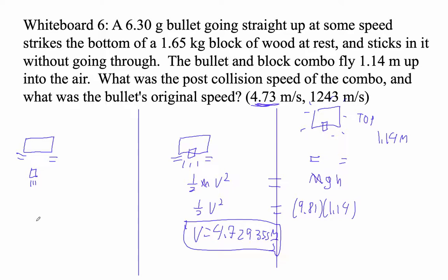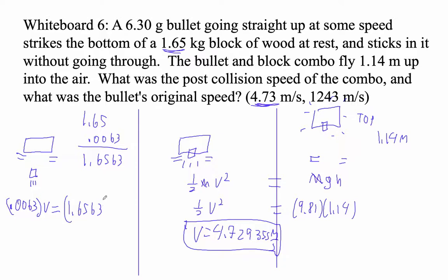So we're going to go momentum of the bullet first. 0.0063 times v equals the combined mass. It's 1.65 plus 0.0063, which is 1.6563, times 4.729355. So this is the velocity we figured out.